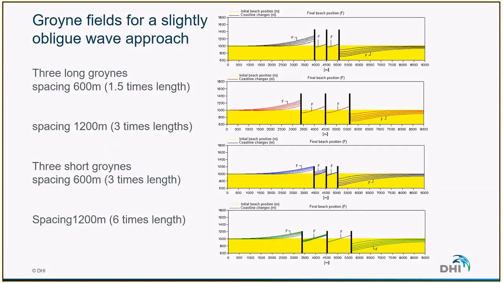When we have a groin field, the accumulation will start on the most updrift groin. That's illustrated on the top two illustrations. Then if the groins are short enough, they will allow bypass. Before the bypass starts, the development of the coastline between the groins is similar whether they are short or long. But when the bypass starts, it will start filling the gaps in between the groins. That's an important thing to have in mind when deciding on the length of the groin.